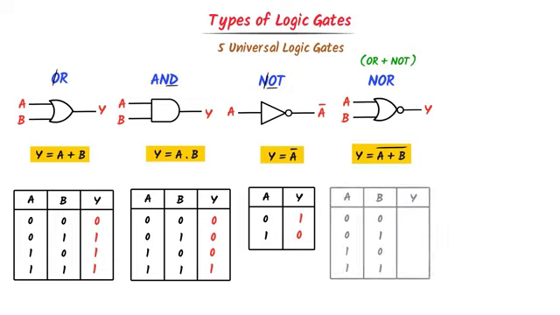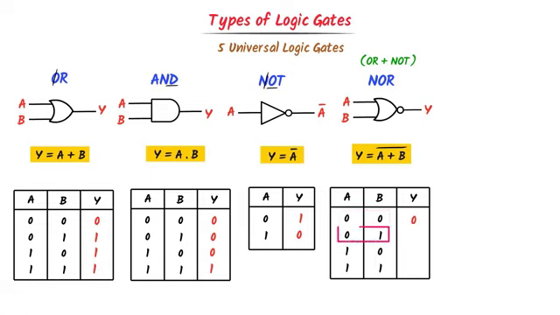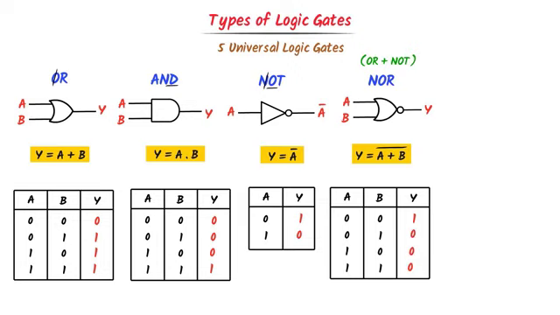What about its truth table? Well, consider these possible values of A and B. Now OR gate will add them. 0 plus 0 is equal to 0, 0 plus 1 is equal to 1, 1 plus 0 is equal to 1, 1 plus 1 is equal to 1. Also we know that the NOT gate will inverse them. Inverse of 0 is 1 and that of 1 is 0. I write 1, 0, 0, 0. Thus this is the truth table of NOR gate.